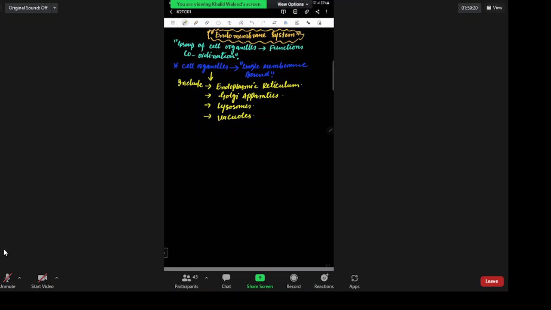This is a set of four cell organelles, and this set of four cell organelles together constitutes the endomembrane system of eukaryotic cells. Mane, ER, Golgi apparatus, lysosomes, and vacuoles. They work in coordination with each other. And all the four have one thing common, that is, they are single membrane bound cell organelles.